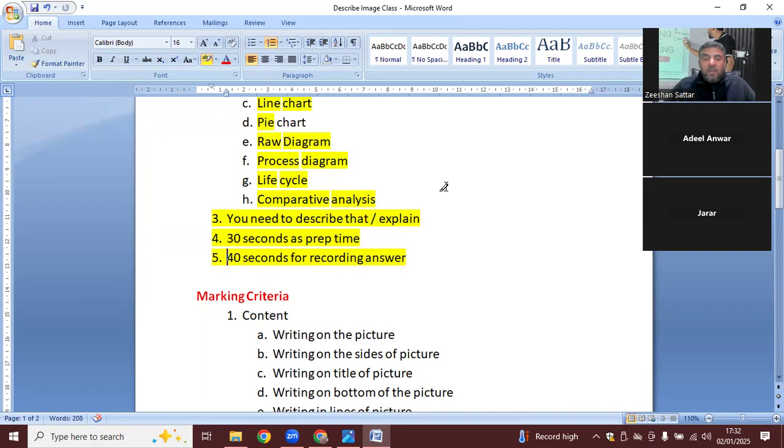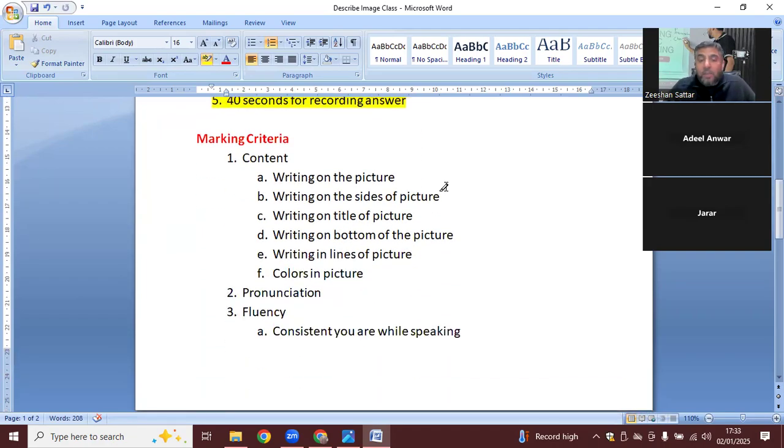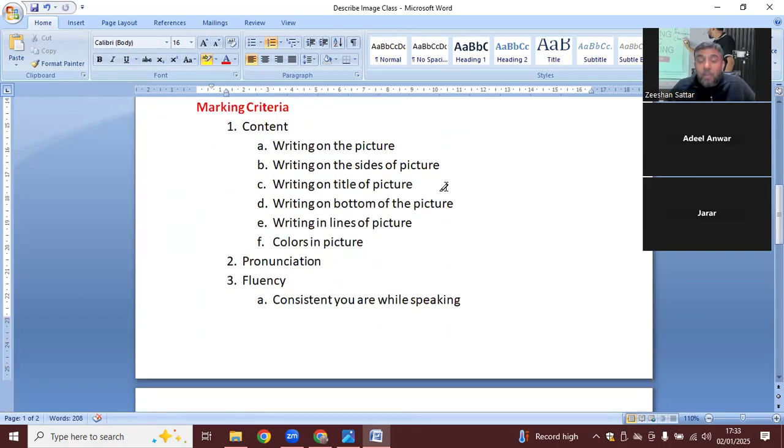Remember, some important things which are compulsory to understand for better marks are, number 1, the content, याद रखिएगा. उस पिक्चर के ऊपर लिखी हुई हर एक single चीज will be known as a content. Even एक single dot भी if there is on the picture, that will be known as a content.